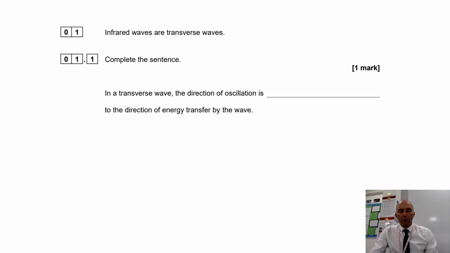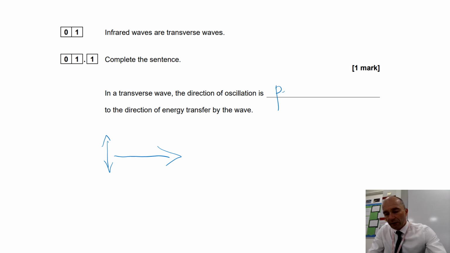First question, a question about waves, infrared waves or transverse waves. You need to complete the sentence. So in a transverse wave, the direction of the oscillation is what compared to the direction of energy transfer? The wave is transferring energy in that direction. The oscillations of the vibration are going to be up and down. So the best answer here is perpendicular. If you said at right angles, that would probably give you the mark as well.